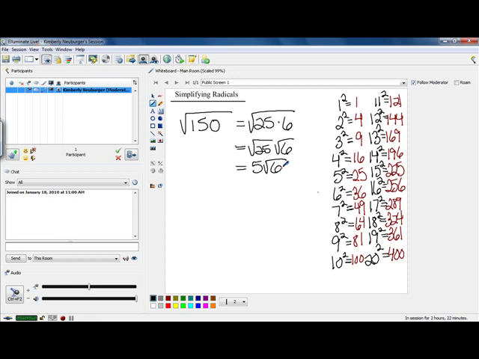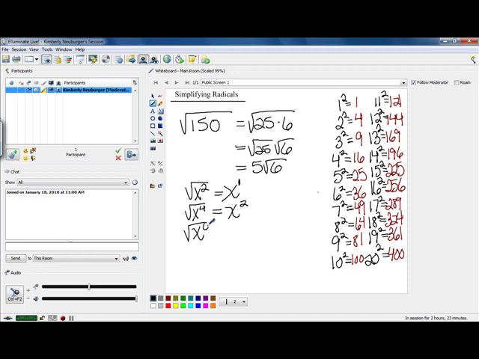Now, let's take a look at what happens if you have a variable. If I have square root of x squared, I need to look for what times itself is x squared, and that would be x. If I have square root of x to the 4th, I need to look at what times itself is x to the 4th, and that's x to the 2nd power. Notice that there's an invisible 1 up here for our exponent, and that's going to come in handy with the little trick we're going to come up with.